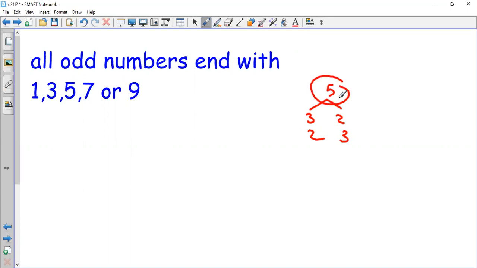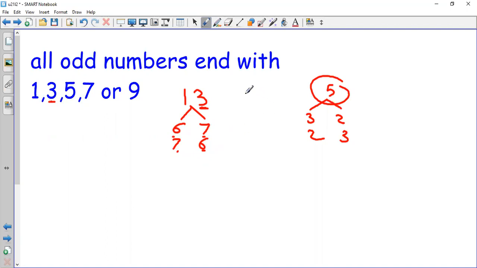Let's think of any other numbers that I cannot divide into two equal groups, like 13. 13, I cannot make it into two equal groups. If I break it, it will be 6 and 7 or 7 and 6. And neither of these two solutions has two equal groups. So 13 is an odd number. If you look at 13, you will find that it ends with 3.